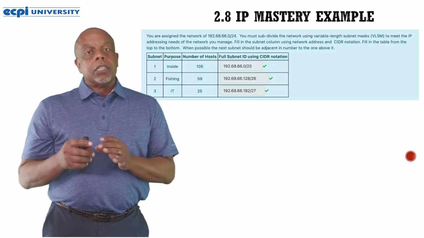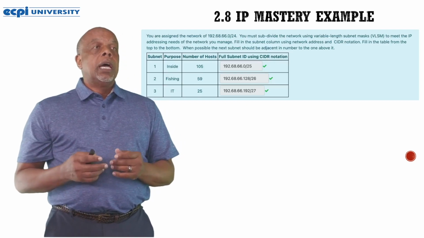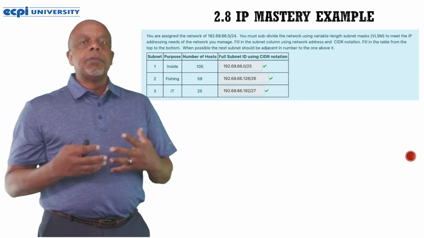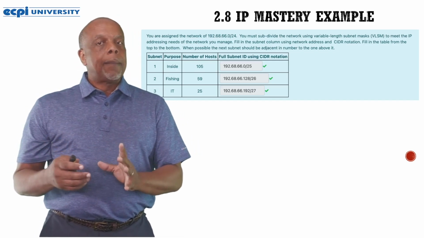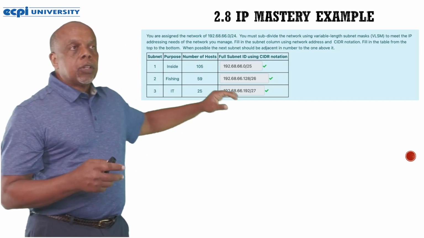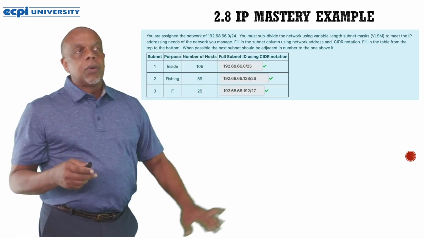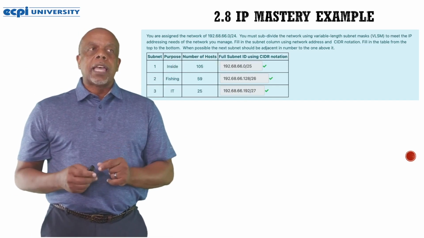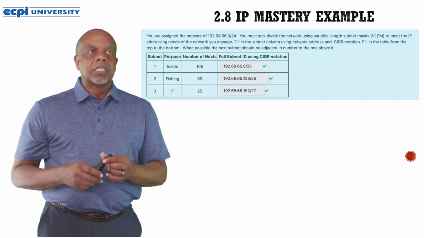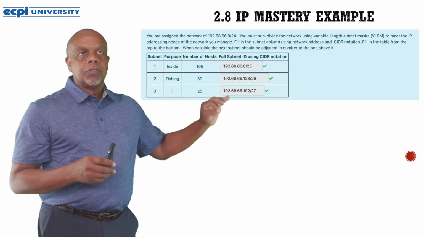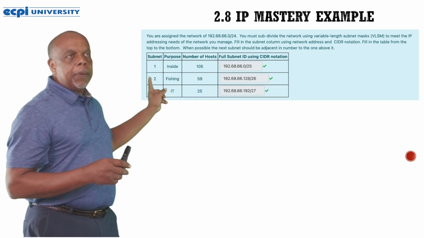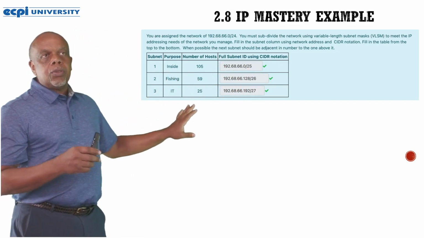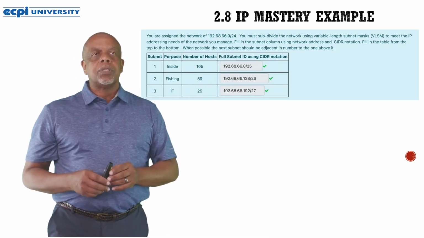Now, this week, you've got IP Mastery 2.8, and you're basically going to be doing the same thing, okay? I'm just going to walk you through one example to give you a head start. So this is an example. You're assigned the network 192.68.66.0 with a CIDR of 24. You must subdivide the network using VLSM to meet the IP addressing needs of the network you manage. And it wants you to fill in the subnet column using your network address and CIDR notation.